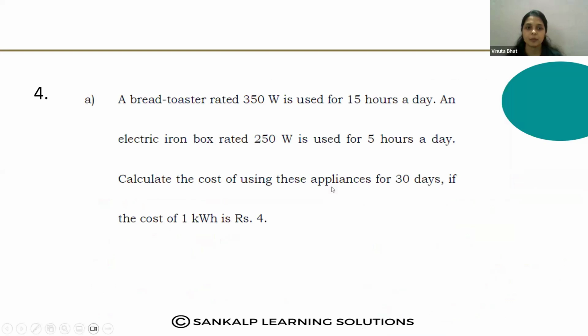Next question. A bread toaster rated 350 watt is used for 15 hours a day. An electric iron box rated 250 watt is used 5 hours a day. Calculate the cost of using these appliances for 30 days if the cost of 1 kilowatt hour is rupees 4.